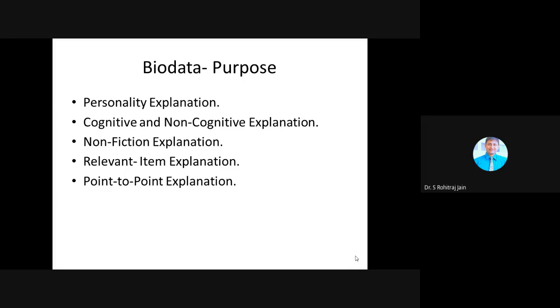Now, what are the purposes of biodata? You can see the various parameters on the slide. The first one is called personality explanation. The second is cognitive and non-cognitive explanation. The third is non-fiction explanation. Then relevant item explanation and point-to-point explanation. We will understand each purpose in detail now. First, we will take personality explanation.